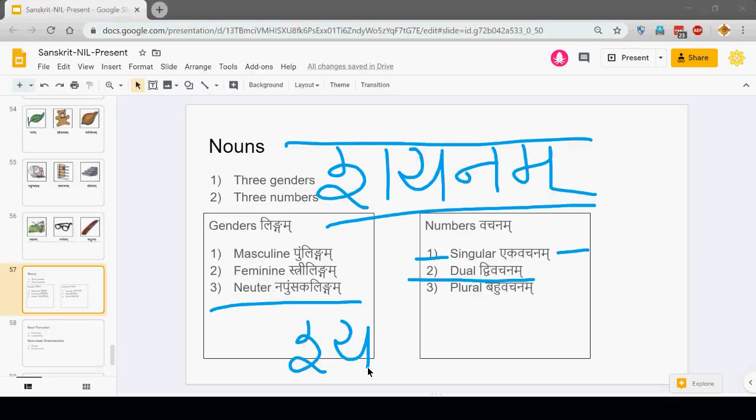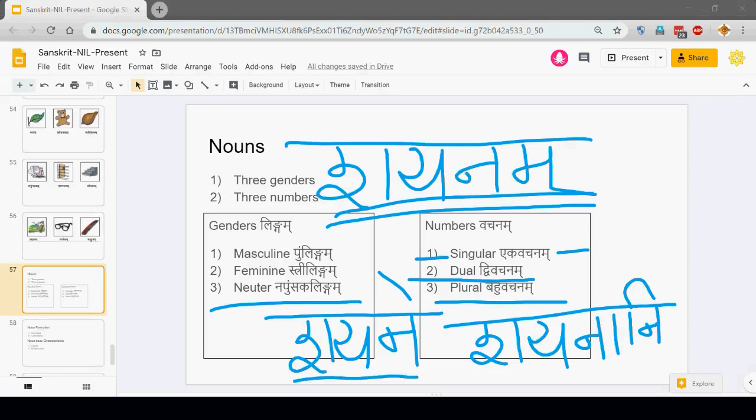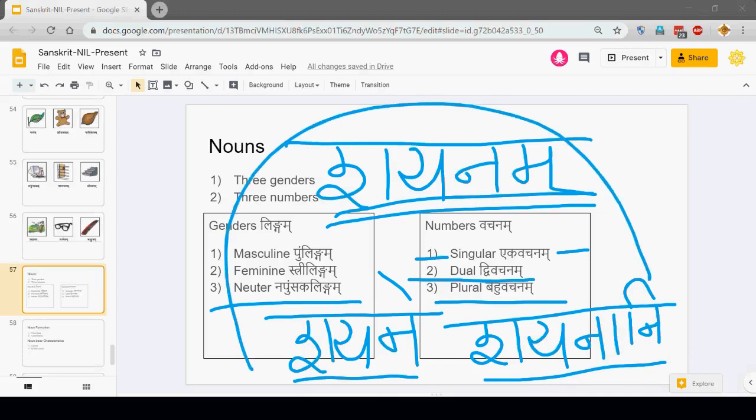If there are two beds, the form is different: Shayane. And if there are more than two, the form is different: Shayanani. So one bed shayanam, two beds shayane, more than two shayanani. But again the lingam or the gender remains the same here, neuter everywhere.